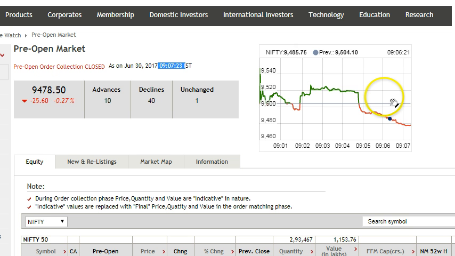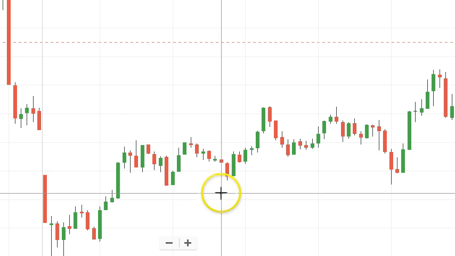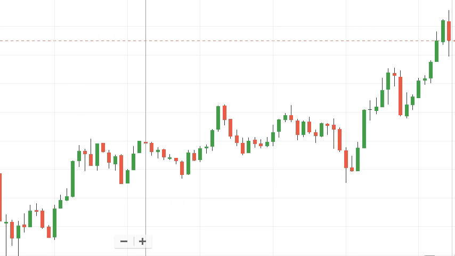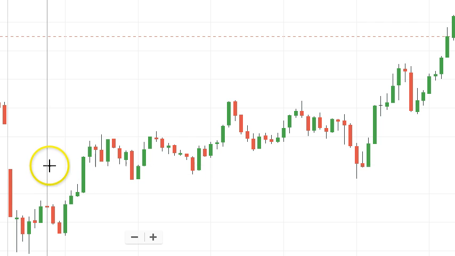And looking at this chart, you can make out the trading range for the day for Nifty. Today, as soon as the market opened, Nifty went down below this value, 9478. Here I can show you. This is a Nifty intraday chart, and you saw the pre-open markets.